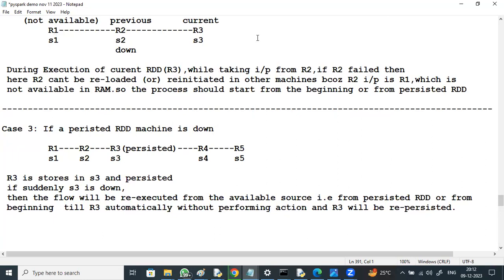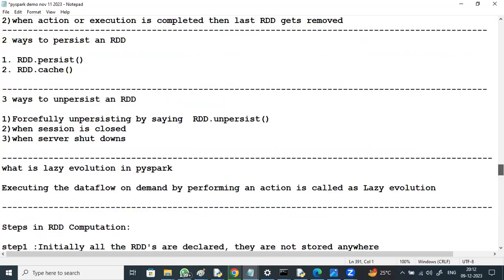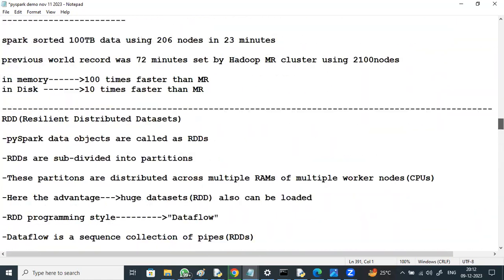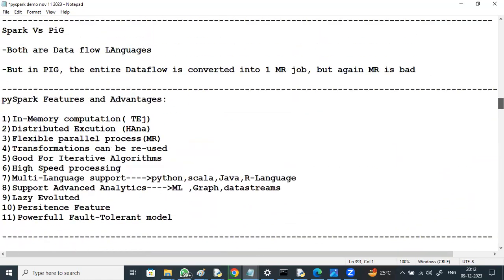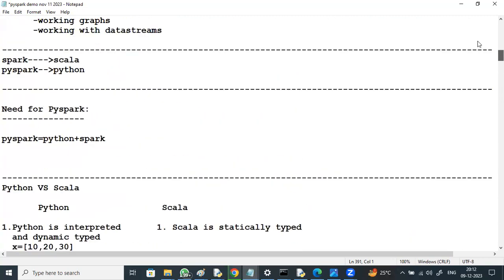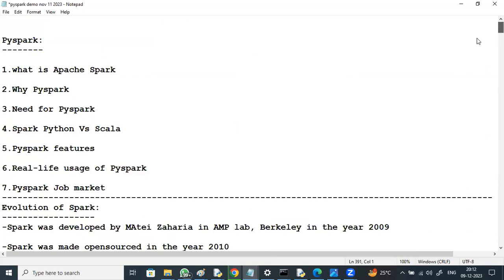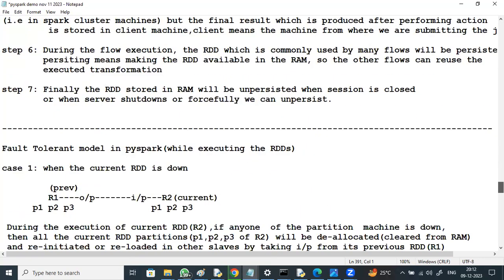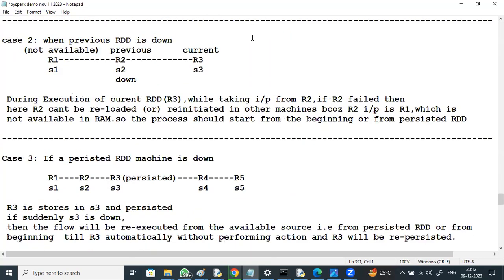Okay. So I'll just keep these notes: persistence, the steps in RDD computations, what transformations and actions are, Spark advantages, PySpark compared with other things. From the starting, the clear notes of what we have discussed, everything I'll be forwarding to you. You can see it in the Zoom chat now itself. Just give me a minute.